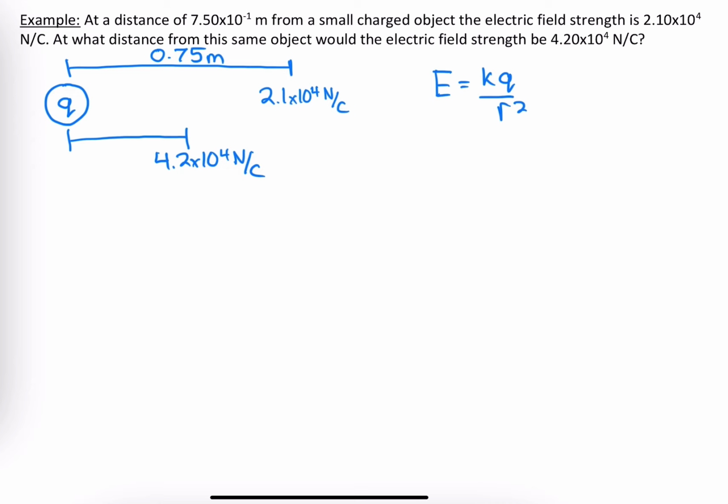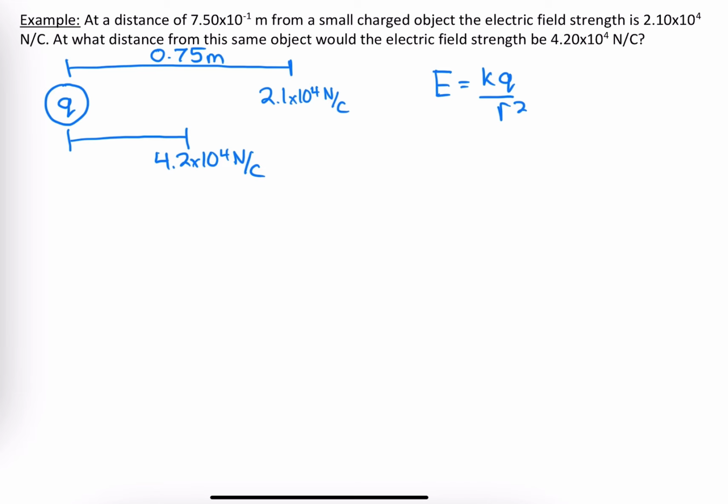Maybe as an initial guess, since this number is twice what this number is, maybe I have to be twice as close. So instead of a distance of 0.75, I have to be exactly half that distance. Well, let's crunch some numbers and see if that ends up being the case.